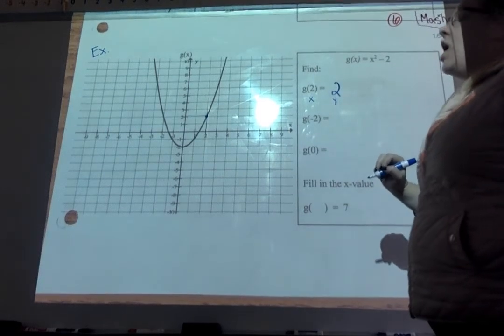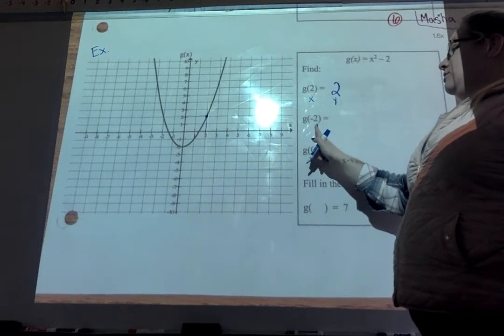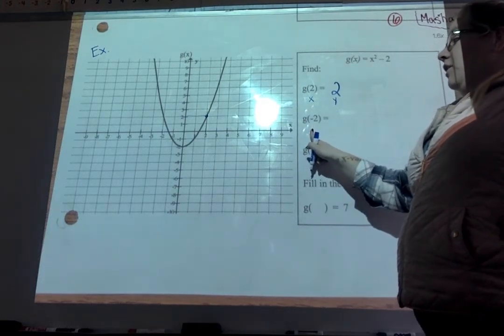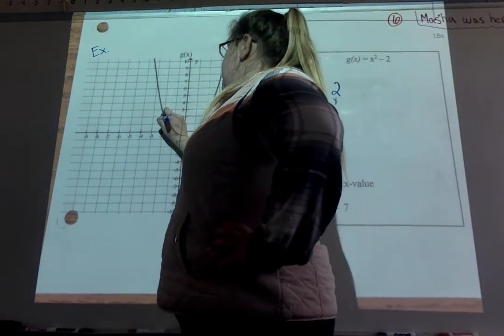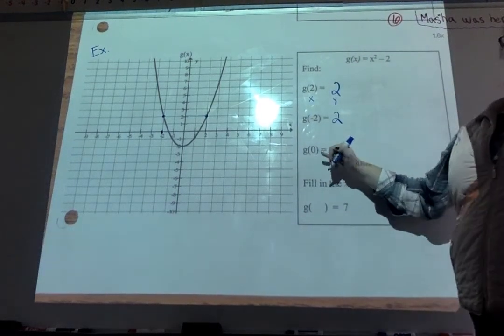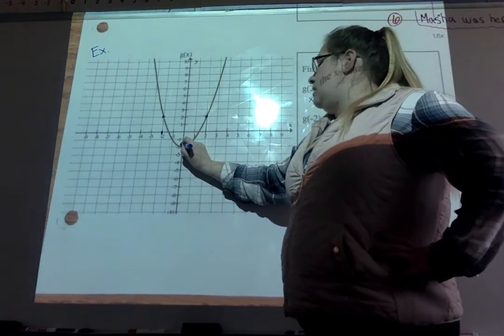Okay, so now we'll do negative 2. Take a look at this. Here's negative 2, but it still equals 2, so these ones are the same. When X is negative 2, it still equals 2.